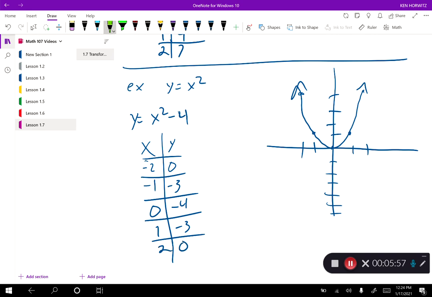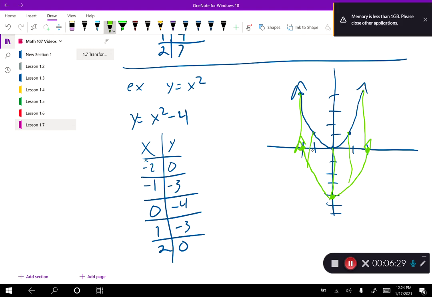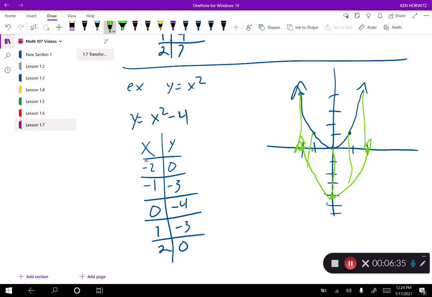So again, I'm going to make this in a different color. Make it in green once again. So 0, 1, 2, 3, 4. I have 2, 0 right there. And there is my sketch. So notice from here down, I'm translating down 4 units. From here down, I'm translating down 4 units. From here down, I'm translating down 4 units. So again, if we're subtracting on the end of our function, then we're moving down that many units.